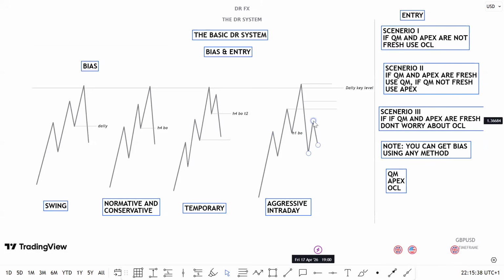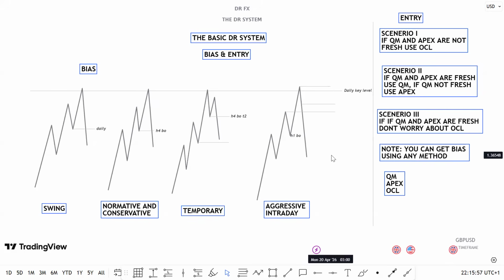So now, having understood that: if the QM is fresh, you can use the QM. If the QM is not fresh, use the Apex. If the QM and the Apex are not fresh, use what? The OCL right here. Very simple explanation. Now let's get into the chart. Very simple, you don't have to stress yourself. Get your direction and do this simple thing.